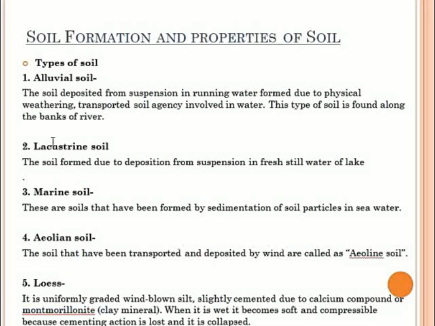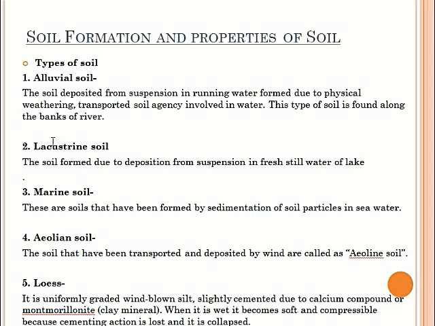Third one is marine soil. These soils have been formed by the sedimentation of soil particles in the sea water, generally seen at coastal areas or a seashore.